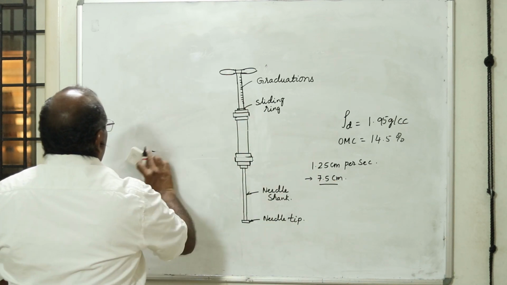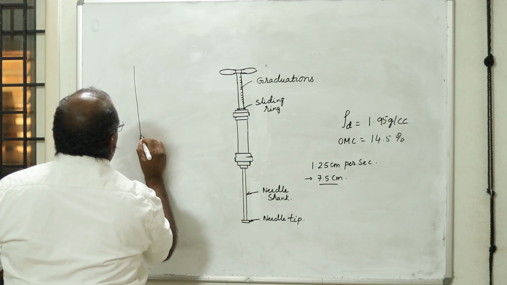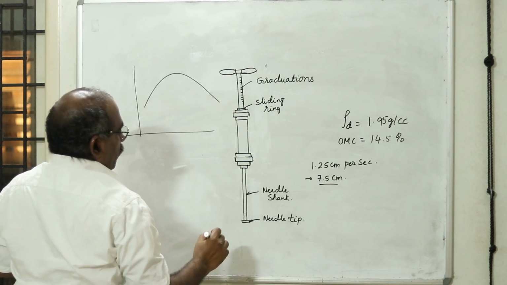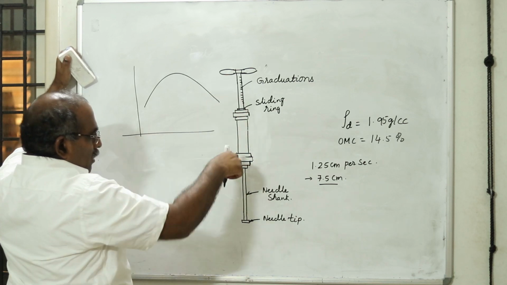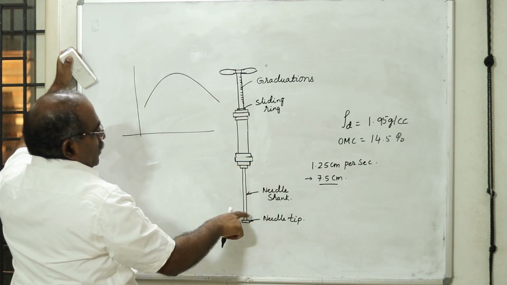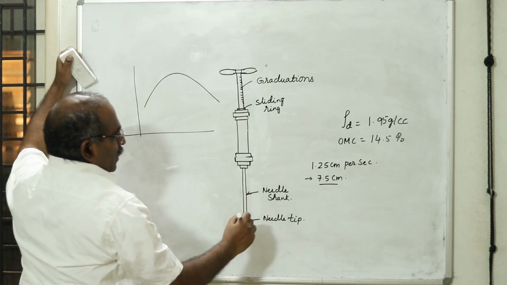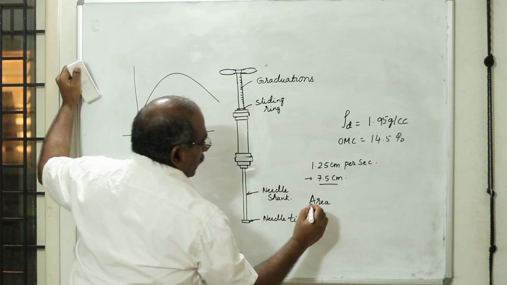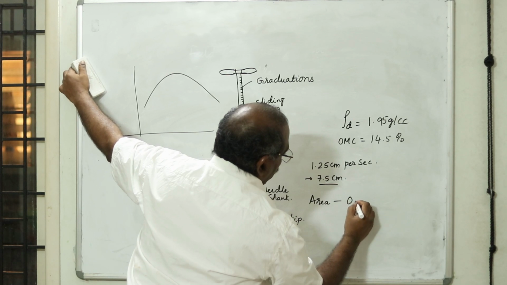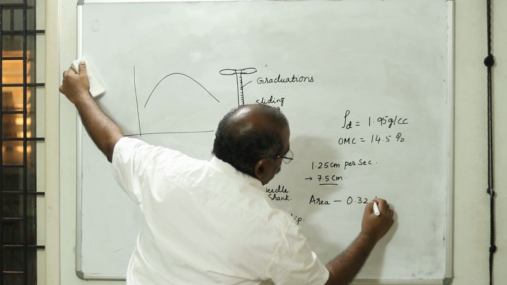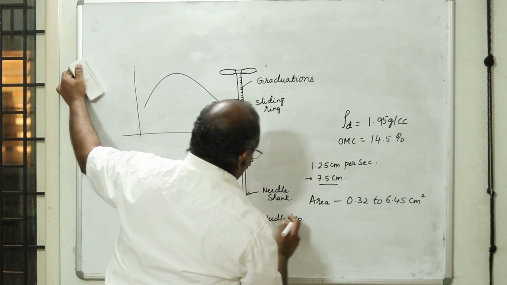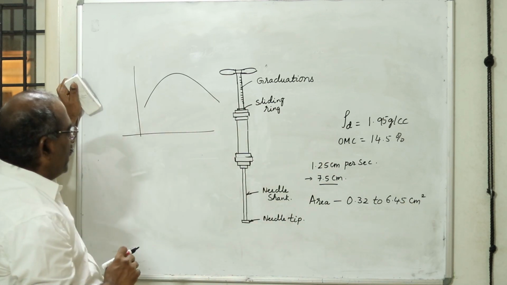Okay, now what you do when you do a laboratory test, for each laboratory test, you will be getting the compacted specimen. For the compacted specimen, you try to penetrate using this needle. You know the dimension. The area will vary based on the needle tip. The area can vary from 0.32 to 6.45 centimeter square. We can use different types of needle based on the soil type.